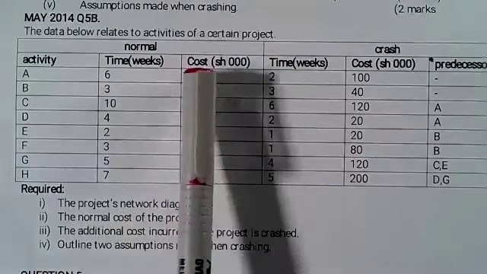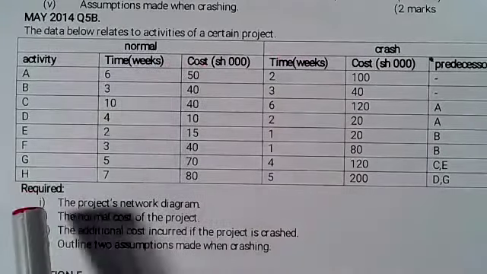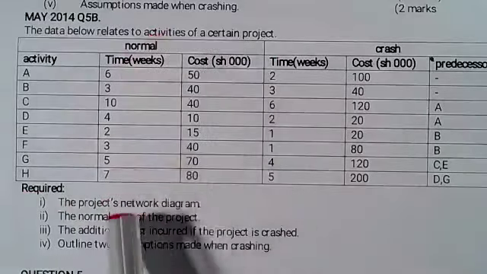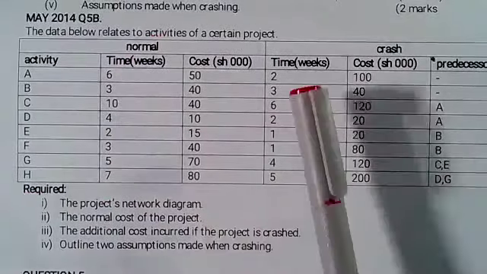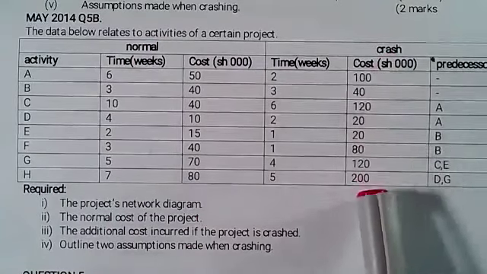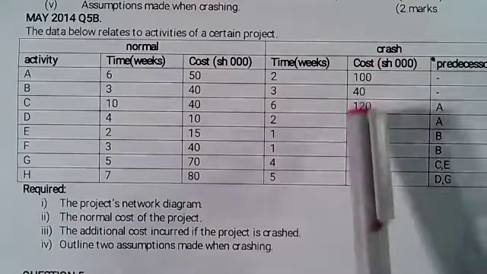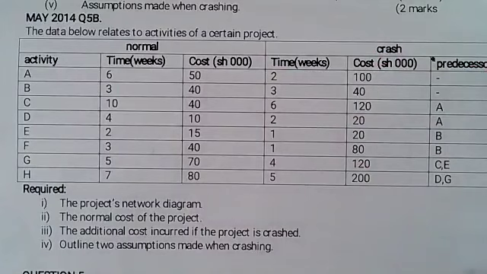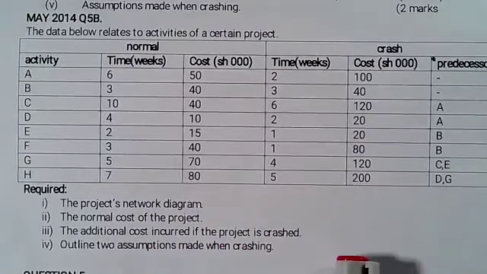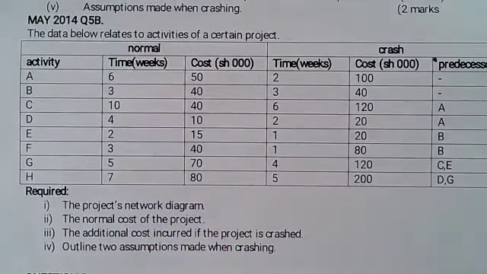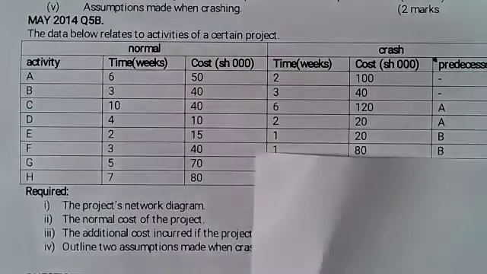The data below relates to the activities of a certain project. We have activities A to H. You are given the normal time and the cost, then the crash time and cost, and then you are given the predecessors here. Required: one, the project network diagram; two, the normal cost of the project; additional cost incurred if the project is crashed; and obtain two assumptions made when crashing. So first of all, we need to know how we draw the sketch.